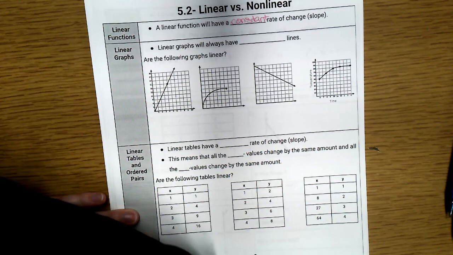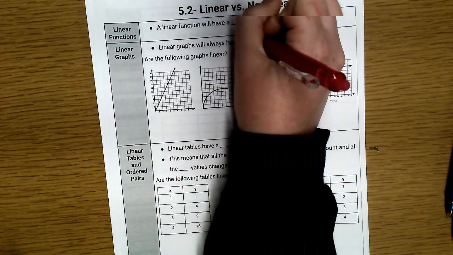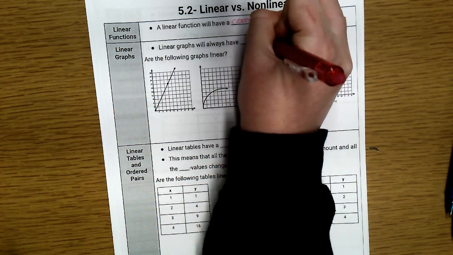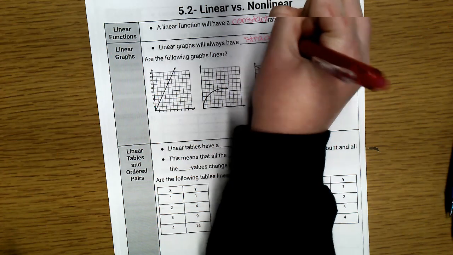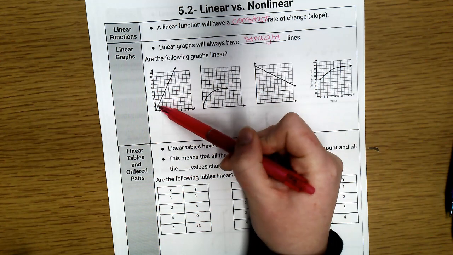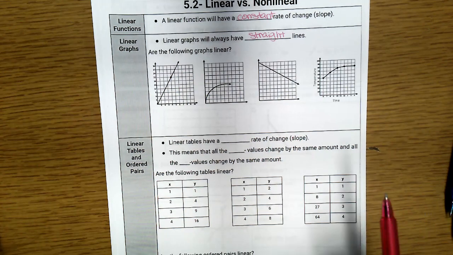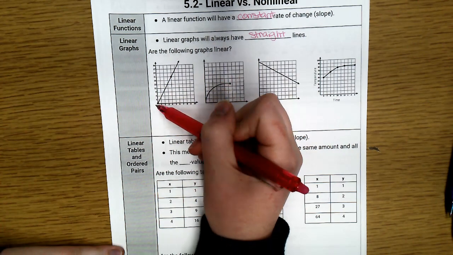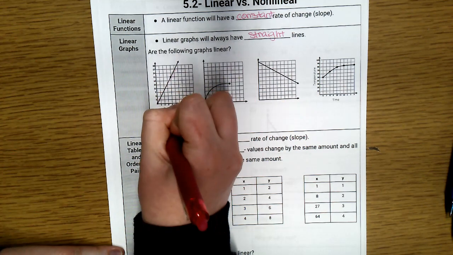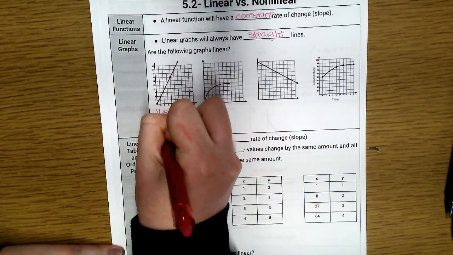So a linear graph is always going to be a straight line. Because a straight line means that the slope is the same at every point on the line. On a curved line, you'll have slopes changing at different parts of the line. So since this is a straight line, this is linear. And the reasoning is it's a straight line.